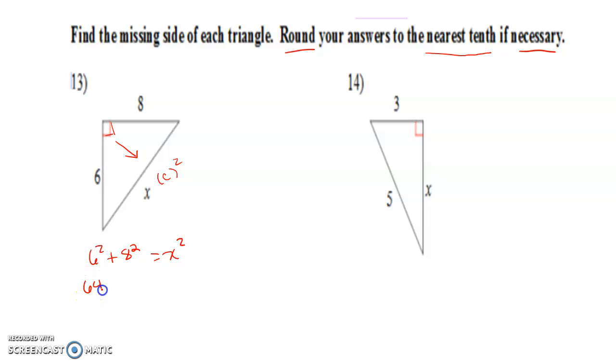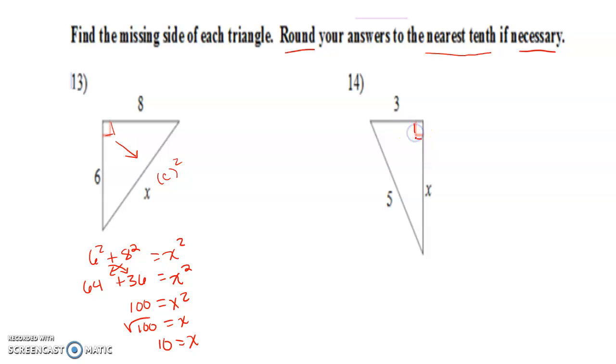So 64, oops, that's 64 plus 36. Just my little brain wanted to go in 2 different directions there. So when I add these together, I get 100 equals x squared. Take the square root of 100 will equal x, and 10 equals x. I don't have to do any rounding there.